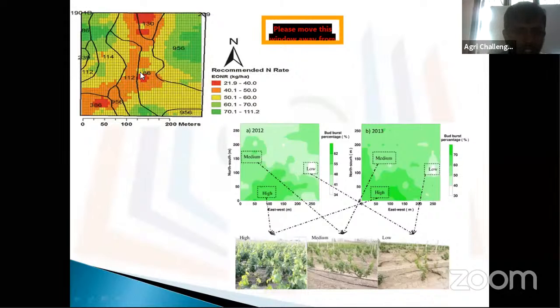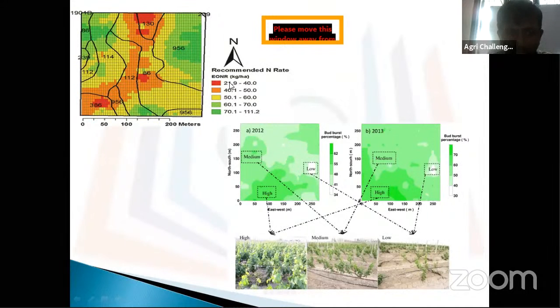Here we observe that the red area means more deficient in nitrogen. That's why we have to apply more nitrogen, 40 kg nitrogen per hectare. Coming to the green area, this is less deficient. Okay, in the more deficient area we have to apply more nitrogen. Like that, we have to identify the variability, then differentiate, and further manage the field based on the variability.